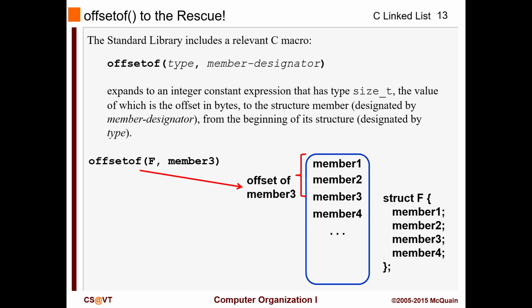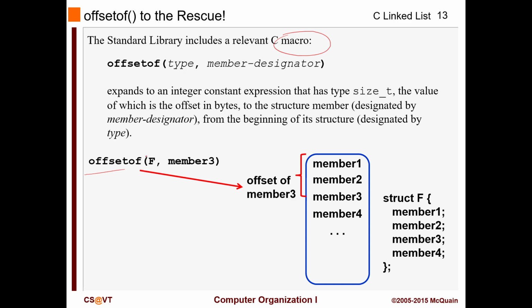It takes two parameters. The first one is the type, and the second one is where the member is. It expands to an integer constant expression that has type size_t, the value of which is the offset in bytes to the structure member designated by member designator from the beginning of its structure designated by type. Okay, that's a very complicated sentence. To make it simple, the main idea is we use the offsetof function. Actually, it's a macro, not a function. We'll see the difference between macro and function, or maybe not. I'll just try to explain it when I can.